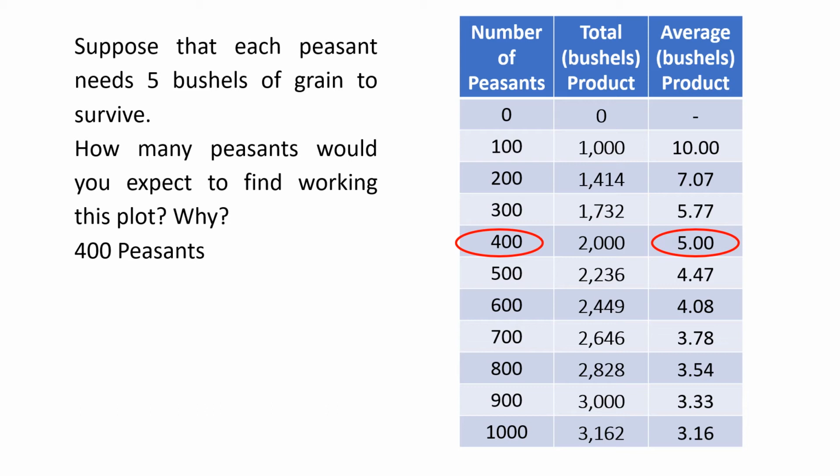On the other hand, anything more than 400 creates a shortage of bushels, and this situation causes the population to fall until it reaches the equilibrium population of 400 peasants.